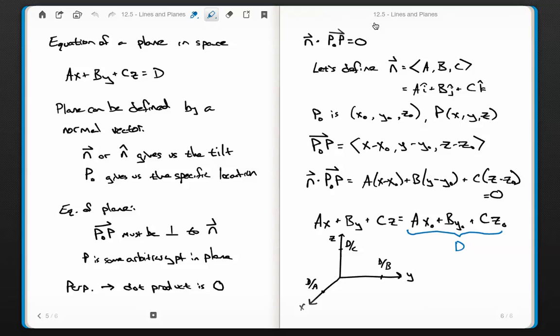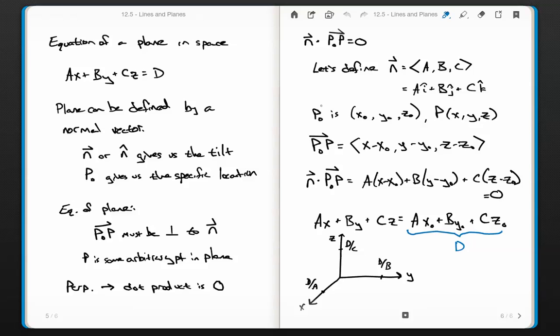So I'm starting over again to finish up the lines and planes lecture. Where we left off was here, and I was just talking about the equation of a plane. And we remembered that previously, over in the upper left, we said that an equation of a plane could be ax plus by plus cz equals d, some constant. So this is kind of like the three slopes.